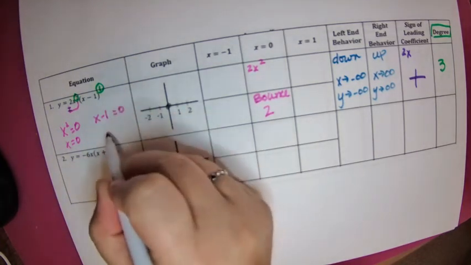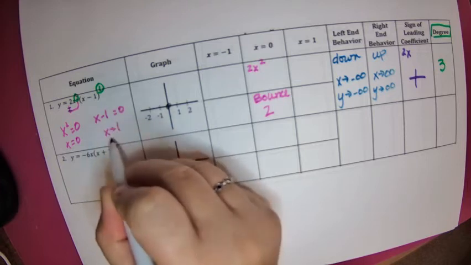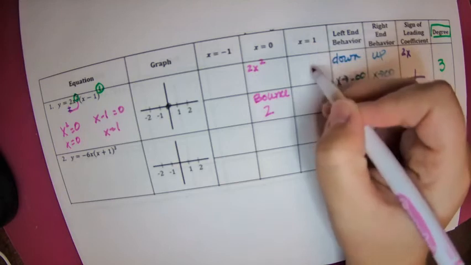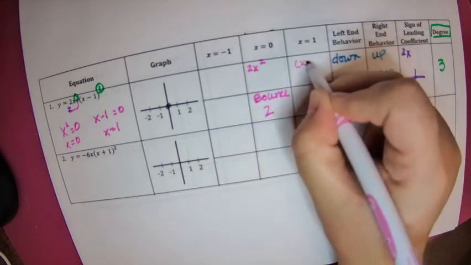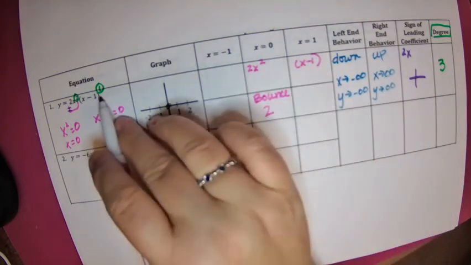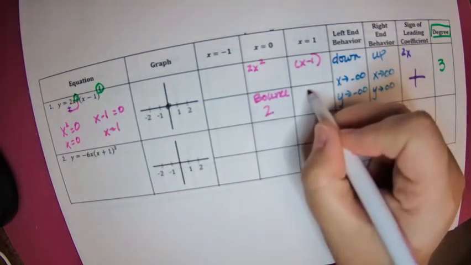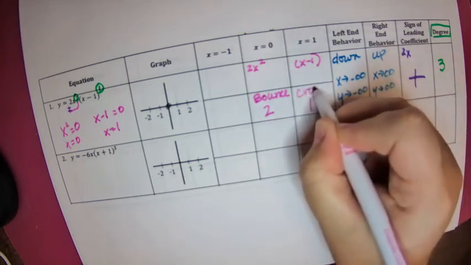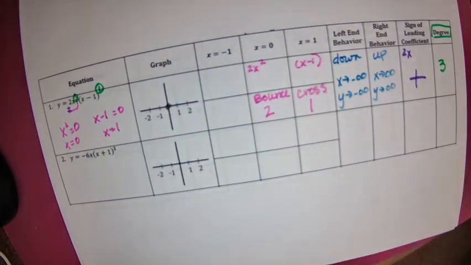And then the other part that we have here, we have an x minus 1. If I set that equal to 0, then we're going to cross the x-axis at a positive 1. So that's this group right here. So I'm going to put that this was the x minus 1 group. And this happens exactly one time. So if it happens once, the multiplicity is once, that means we're going to cross.